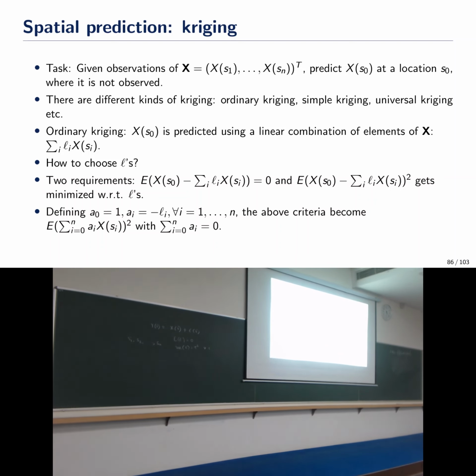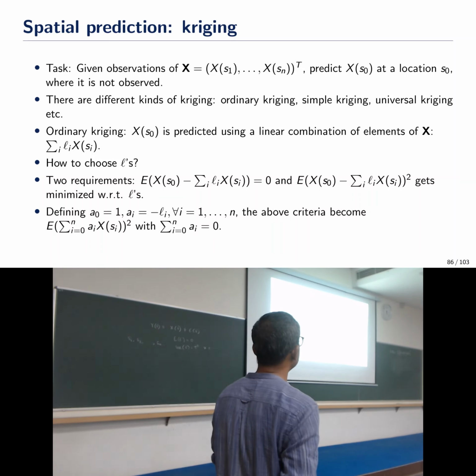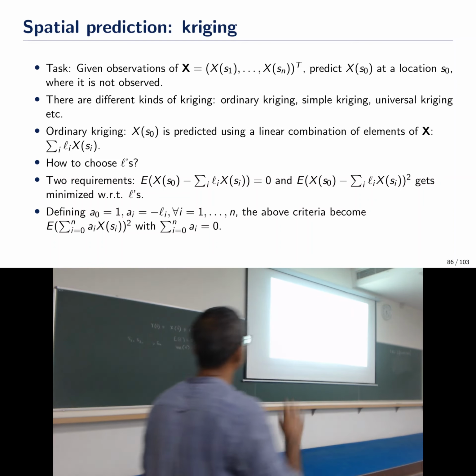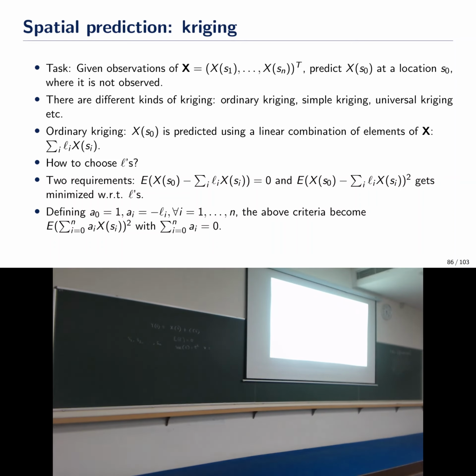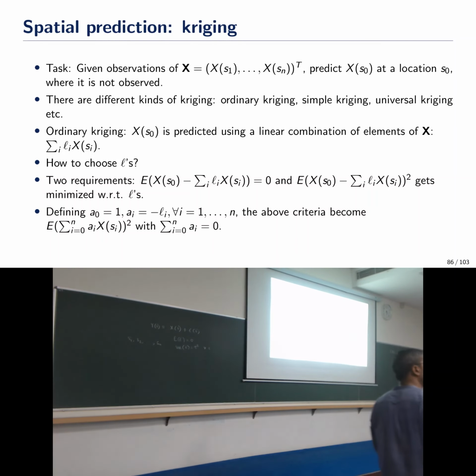Okay. Now what is the task? Let me repeat the task. I have been given this set of observations and I would like to predict S of S0 at an unknown location, or rather a new location, which I denote as S0. This spatial prediction is called kriging.